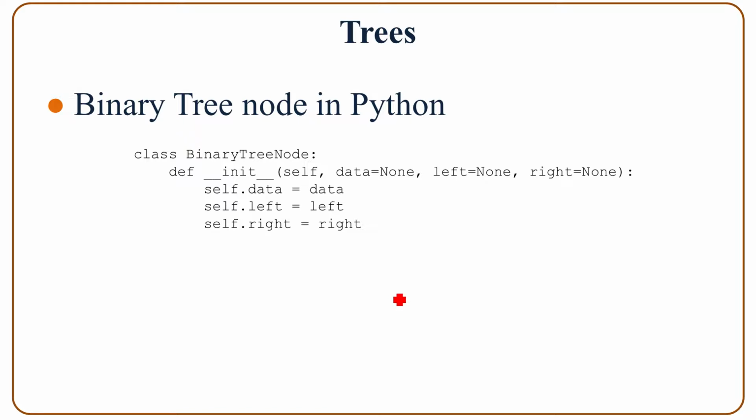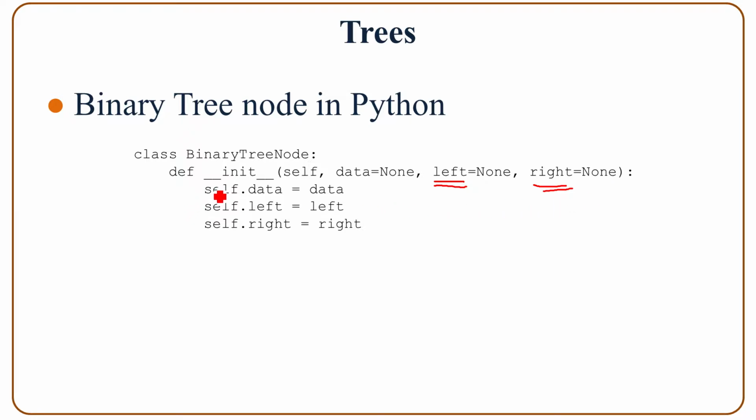Now we look at the implementation of a binary tree node in Python. Recall that a binary tree node has up to 2 children. So we specify that here in the list of arguments. We specify the left node and the right node arguments. If nothing is passed, then left by default is None and right by default is None.